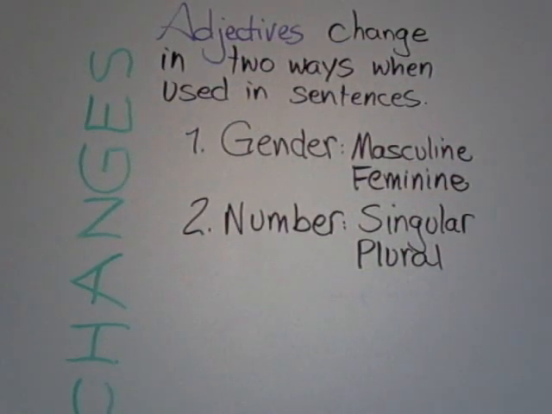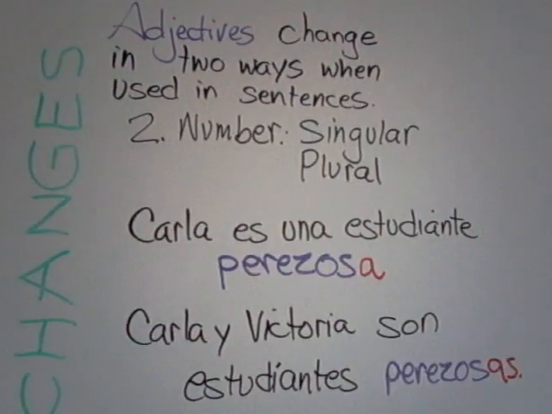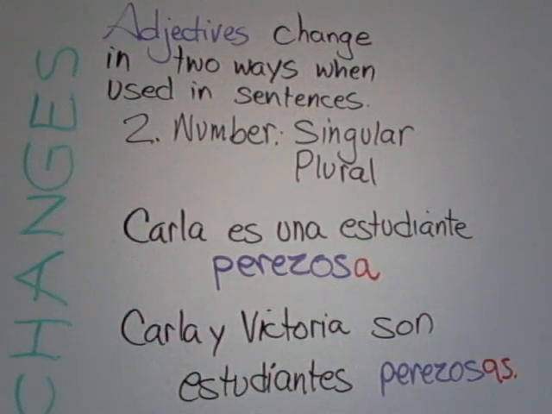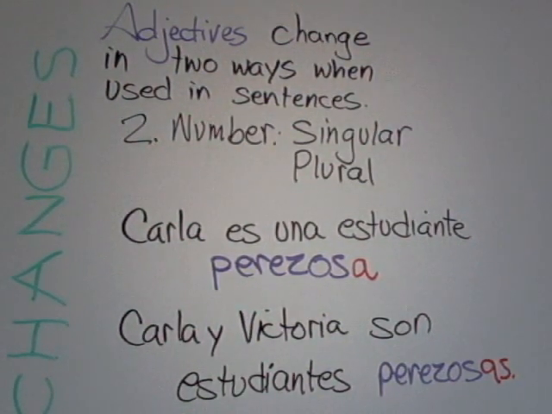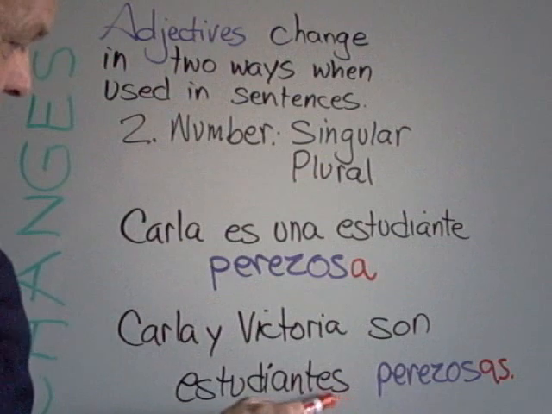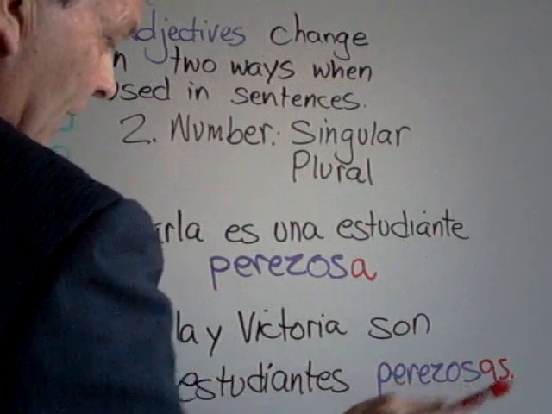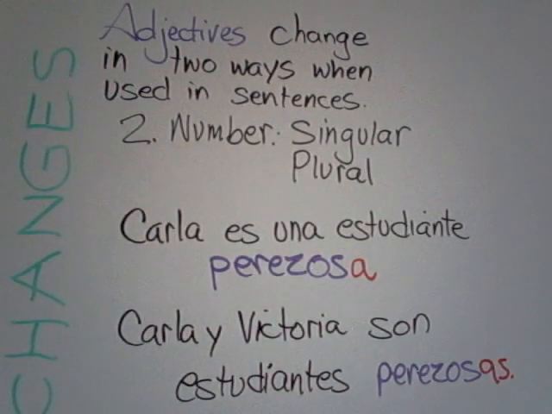Okay, so now that we've reviewed our rules on how to make plurals, let's see how this plays out with adjectives. Carla es una estudiante perezosa. Carla is a very lazy student. Carla y Victoria son estudiantes perezosas. Since we have more than one student here, two girls, we have an AS ending. We just put an S on the end of it. The adjectives have to be plural as well if you're describing more than one object.